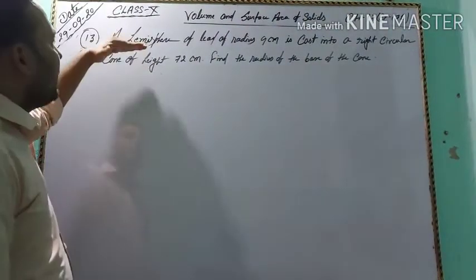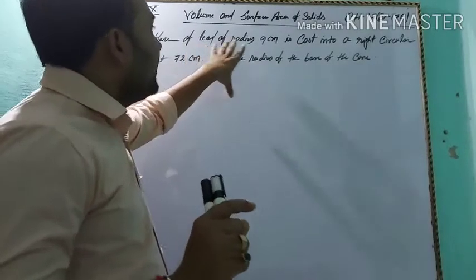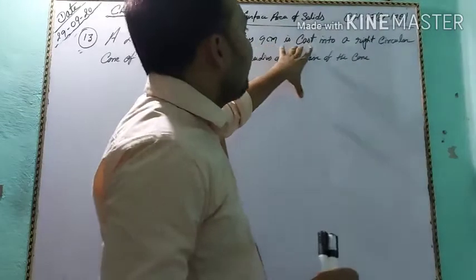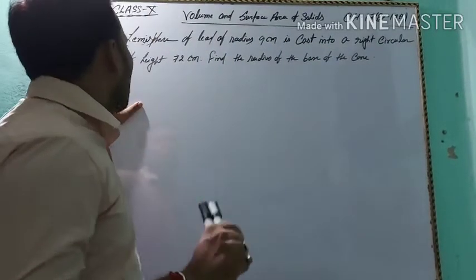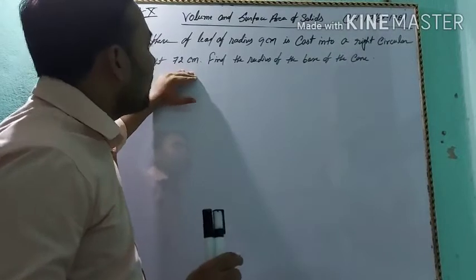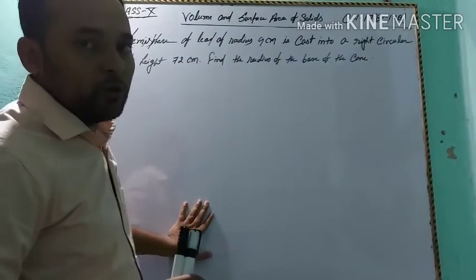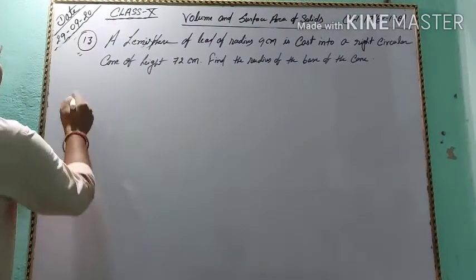A hemisphere of lead of radius 9 centimeter is cast into a right circular cone of height 72 centimeter. Find the radius of the base of the cone. So let's start the solution.